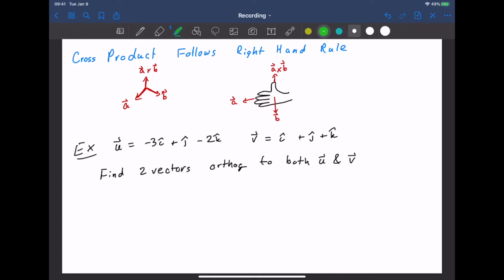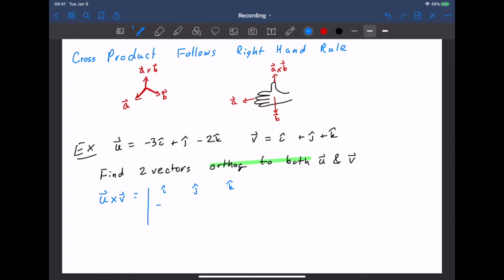The idea here: when you see "orthogonal to both," that should scream at you by the end of this course, "Oh, I better do the cross product." So what does that look like? I'm going to make an i column, a j column, and a k column. You don't have to have this much space, but this is how I'm organizing my work.